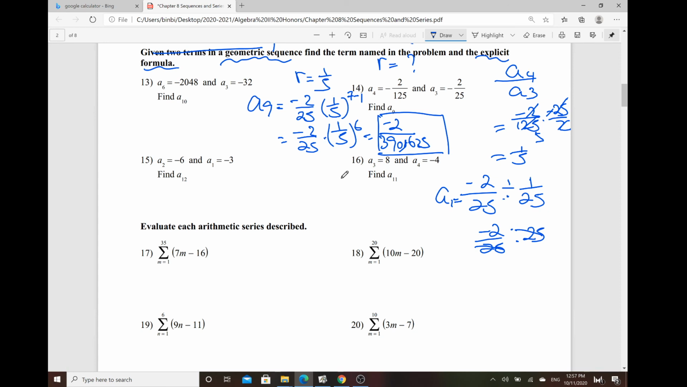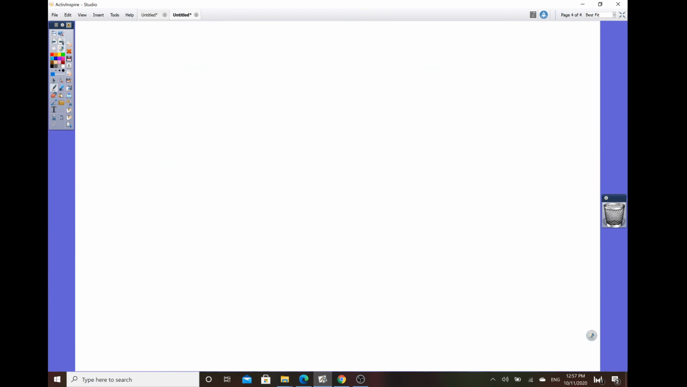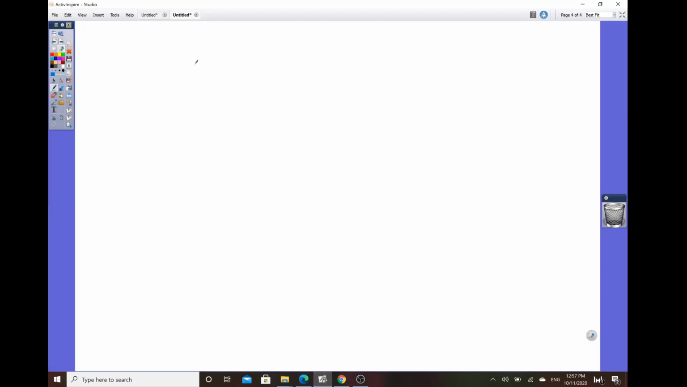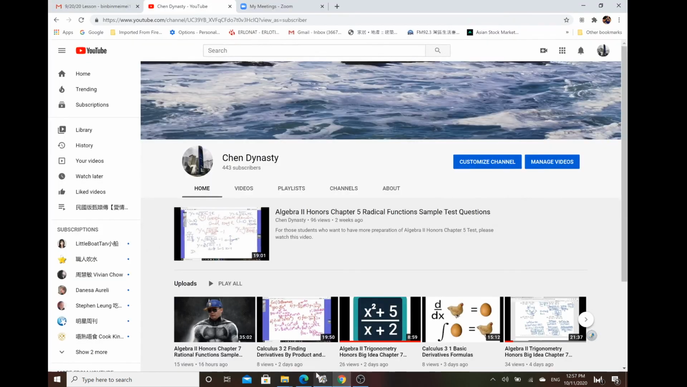Okay, so let's do one more. So number 16. So a sub 3 is 8. A sub 4 is negative 4. So this one, obviously, it's declining. Okay, let's do it right here. So number 16. So a sub 3 is 8. And then a sub 4 is negative 4. And let's see what we want to find out. A sub 11.